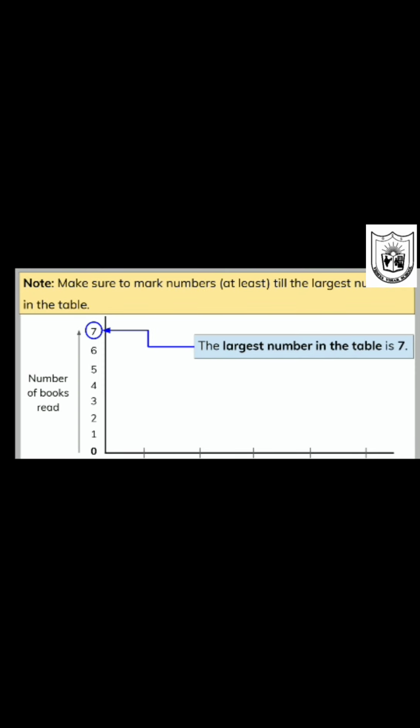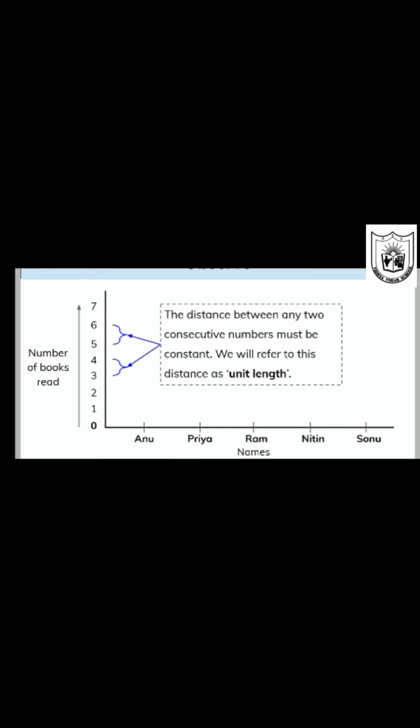Now see, make sure to mark numbers at least till the largest number in the table. As I told you, the largest number is 7, so it has to go till 7. It can go further also, 8, 9, 10, no problem, but 7 has to be there. Then the distance between any two consecutive numbers must be constant. We will refer to this distance as unit length. On a vertical axis, this is called a unit length. In between, see, it has to be at equal distance.